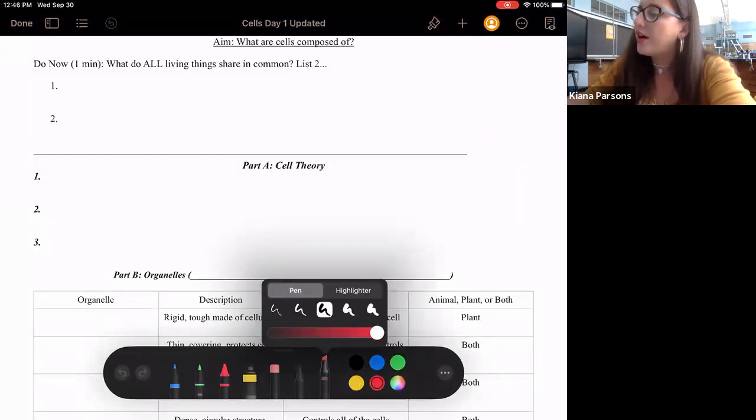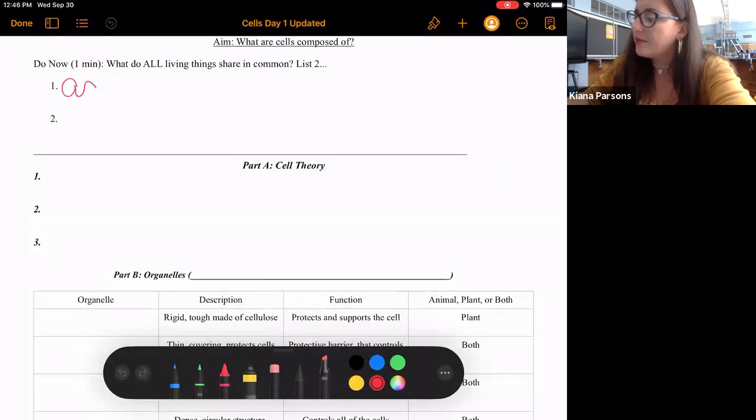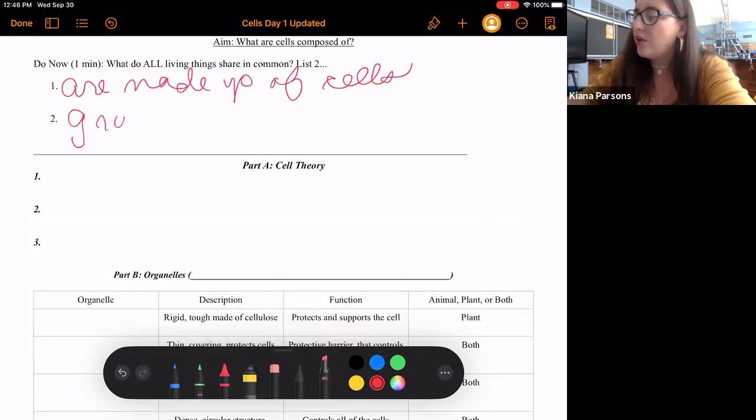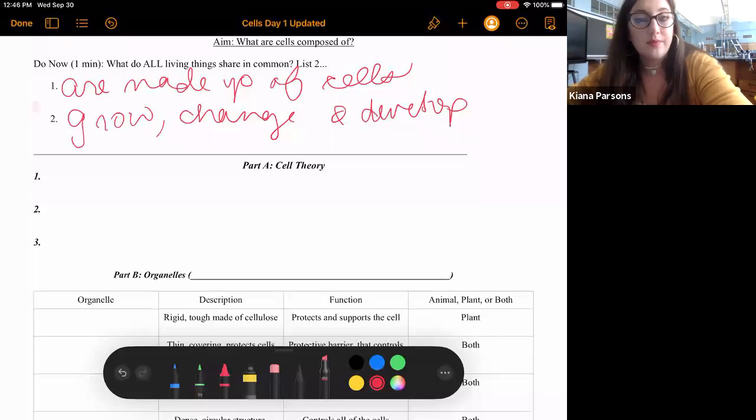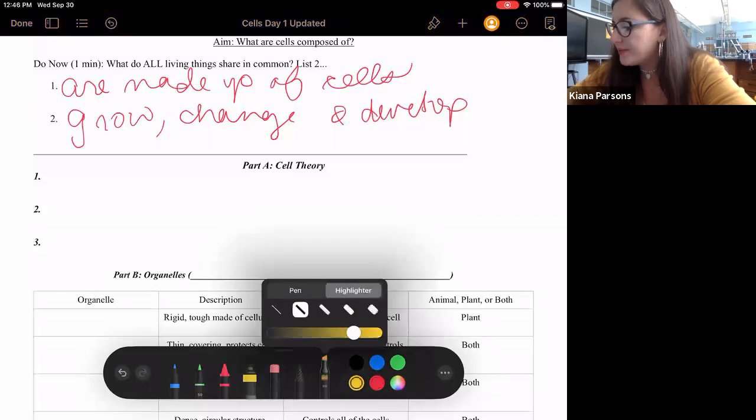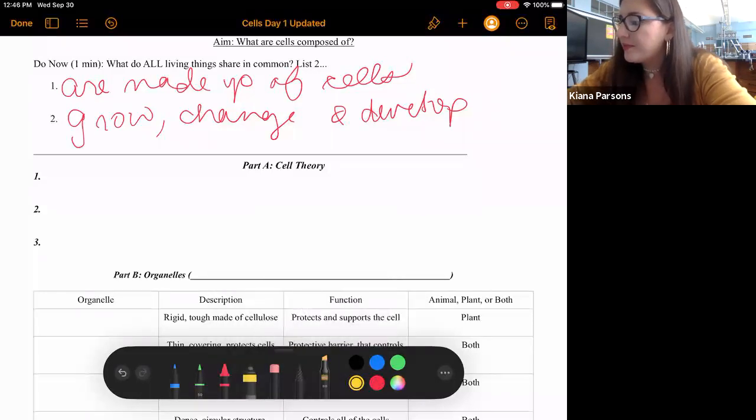So all living things are made up of cells. Living things grow, change, and develop. And there are several other things that you could say that all living things have in common. But this first one here is what we're going to focus on today.